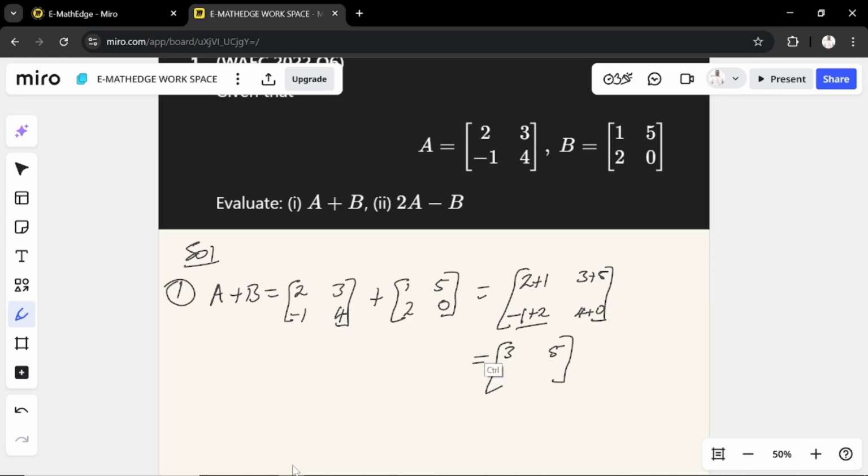Minus 1 plus 2 is going to give us positive 1. And 4 plus 0 is going to give us 4. So this is the final result if you add matrix A and matrix B, which is a 2 by 2 matrix with the elements 3, 5, 1 and 4.